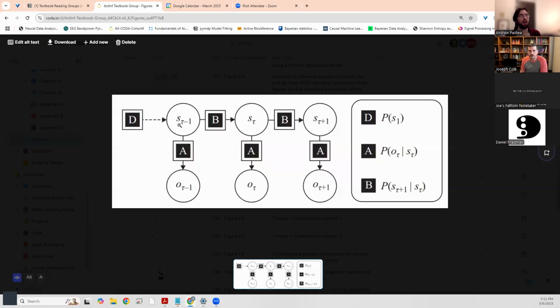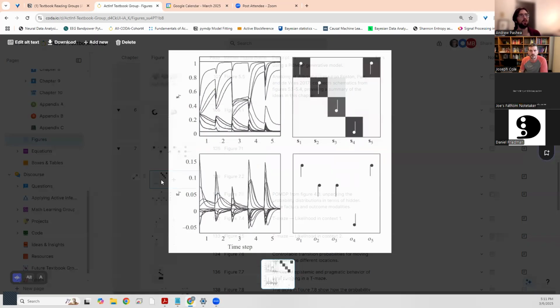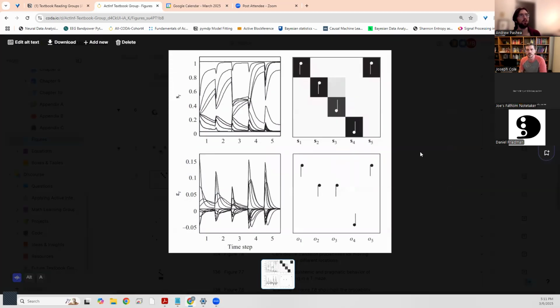So that's why we have this state at t minus one, to state at t, to state t plus one. So it's this temporal dynamic playing out over discrete time steps. And so from there, we can move to 7.2 and a little bit of context.